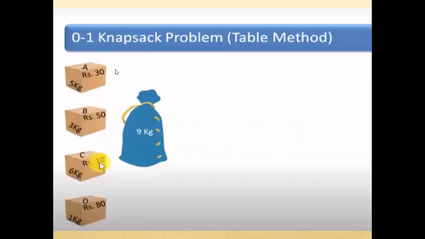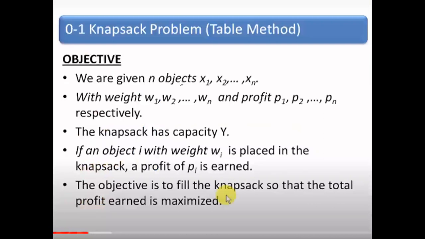Suppose there are n objects x1, x2, x3, up to xn. Each object has weights w1, w2, w3, and profits p1, p2, p3 respectively. The knapsack has capacity m. If object i of weight w of i is placed in the knapsack, the profit is p of i. The objective is to fill the knapsack, knapsack meaning bag, so that the total profit is maximum.